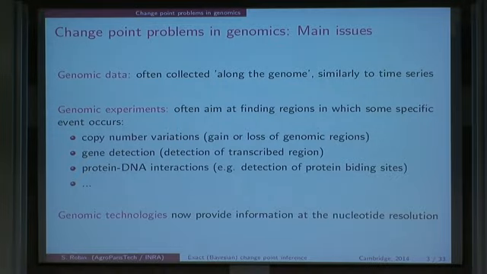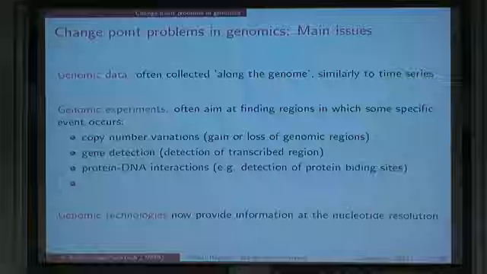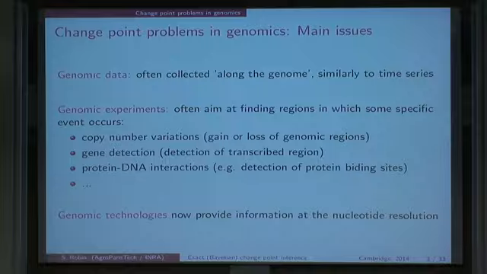So obviously there are many change point problems in genomics for an obvious reason, which is that many genomic data are collected along the genome. So if you see the genome line as the timeline, basically you end up with the same problem. From time to time, something occurs along the genome, and you want to see when and where. The typical situation is when you look for copy number variation in many diseases such as cancer.